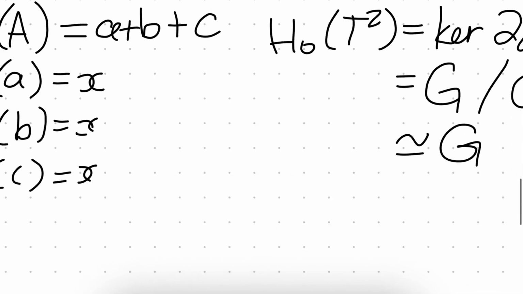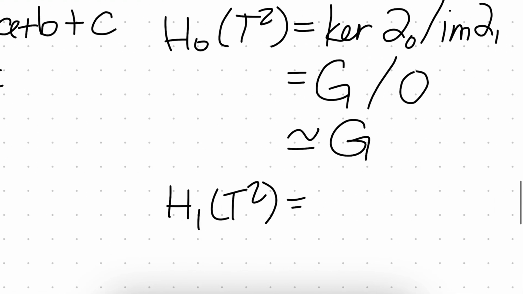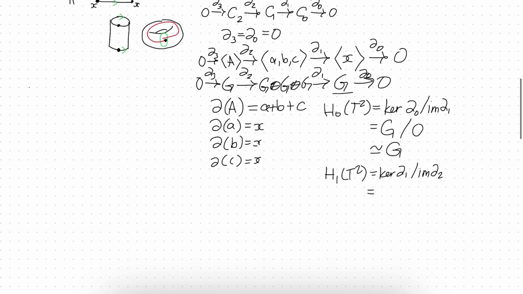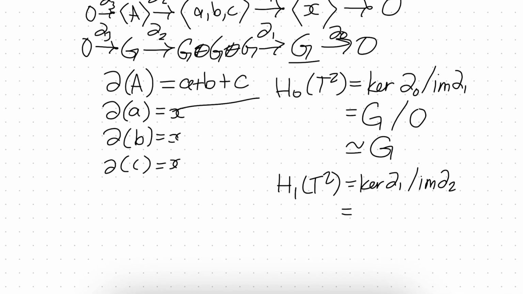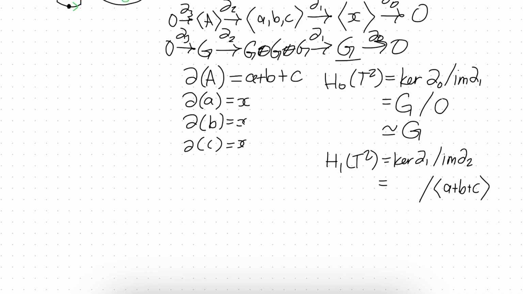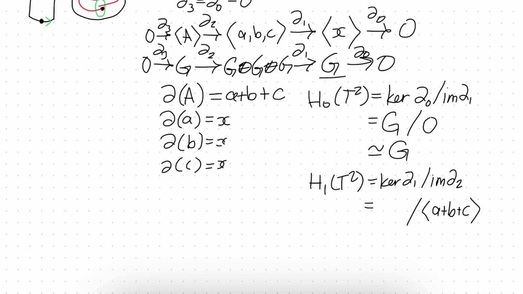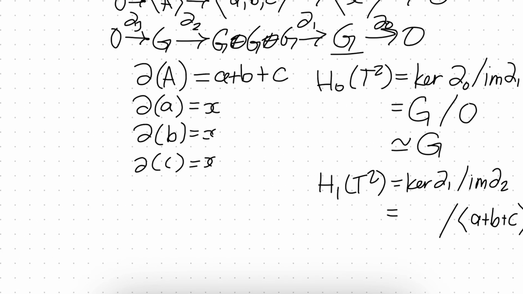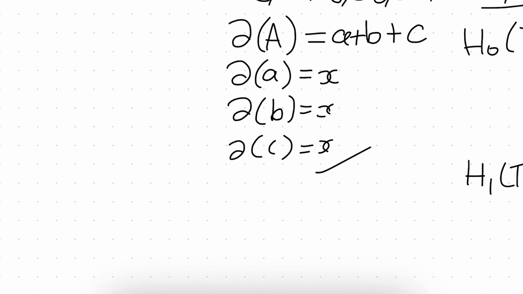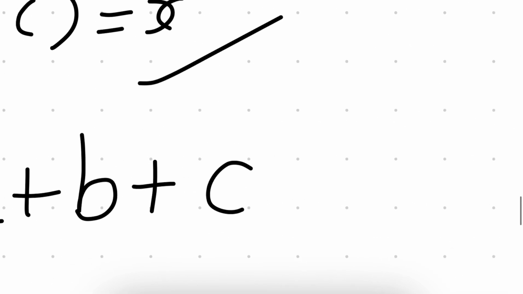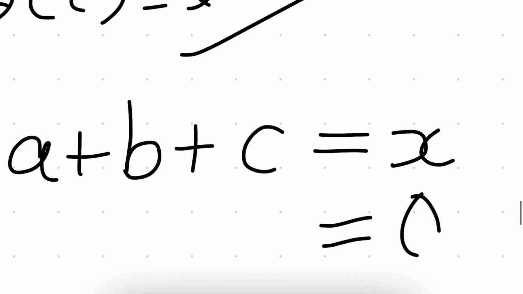Next, let's compute the first homology group of T2. So H1 of T2. So it's the kernel of del 1 mod the image del 2. So the image of del 2, of course, is A plus B plus C. So it's the finite abelian group generated by that sum, A plus B plus C. And then the kernel of del 1 is each of these guys. No, actually, the kernel of del 1 is the entire thing. Because X can be interpreted as the 0 group, right? So it can be interpreted as 0. And you notice that no matter what linear combination of A, B, and C we do, it's all sent to X anyway. So we can interpret that as being sent to 0.